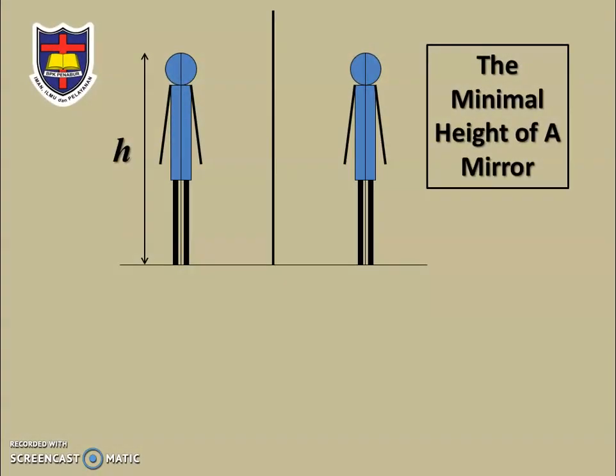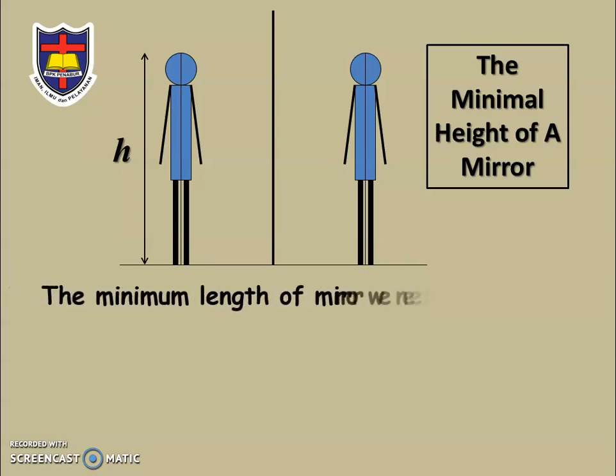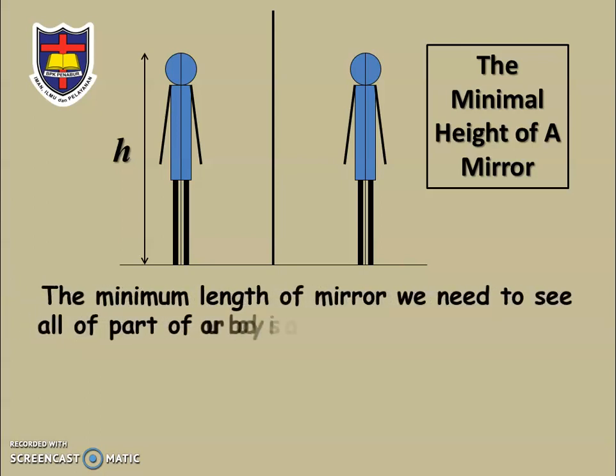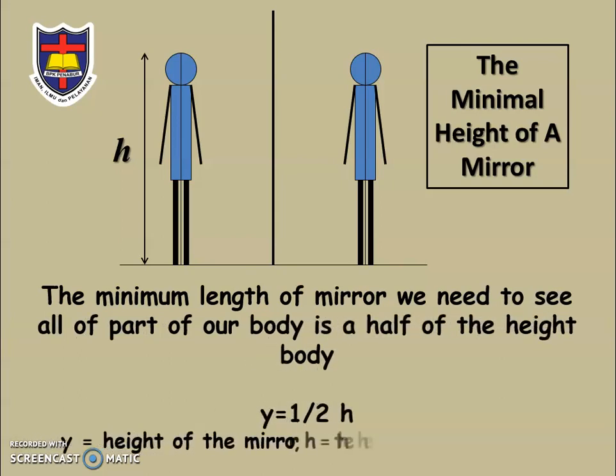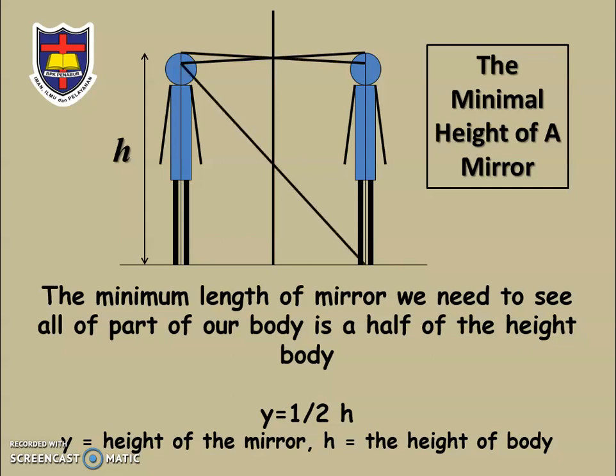After we try to reflect light and form an image on a plane mirror, there are several other things we can do from a plane mirror. First, we can calculate how tall the mirror is needed so that we can see all parts of our body. In other words, we can find a minimum mirror height so that the image of our entire body is formed in the mirror. The formula is y equals half times h, where y is the height of the mirror and h is the height of the body.